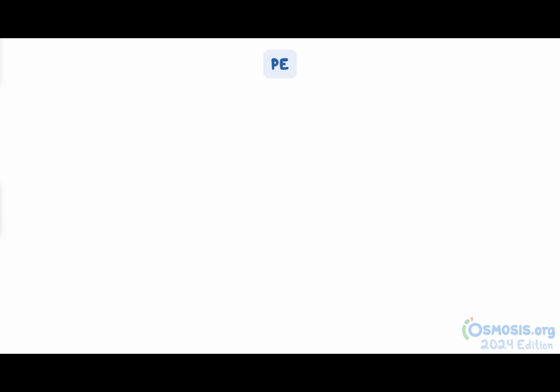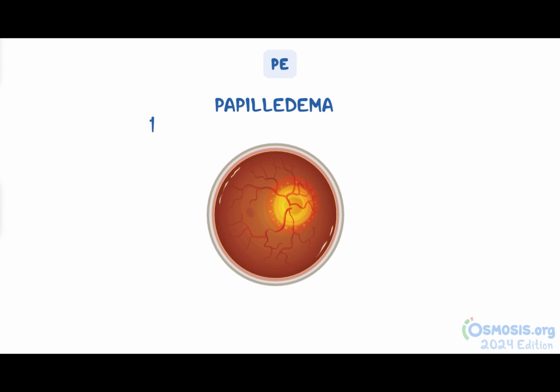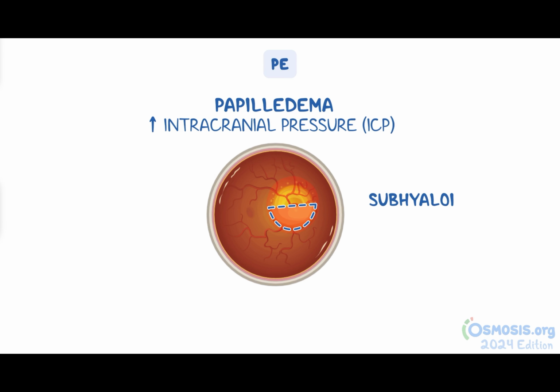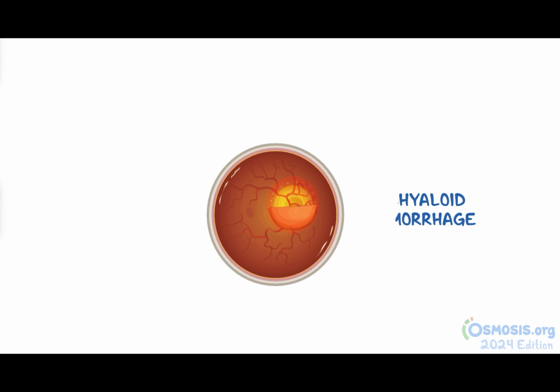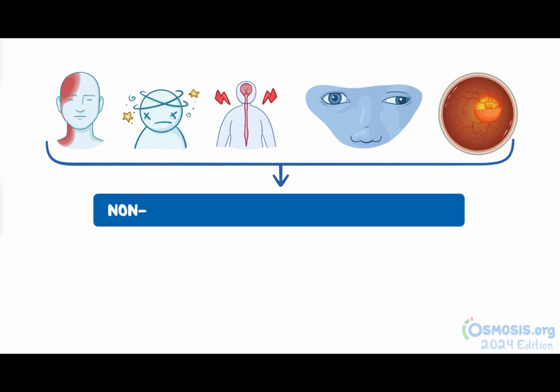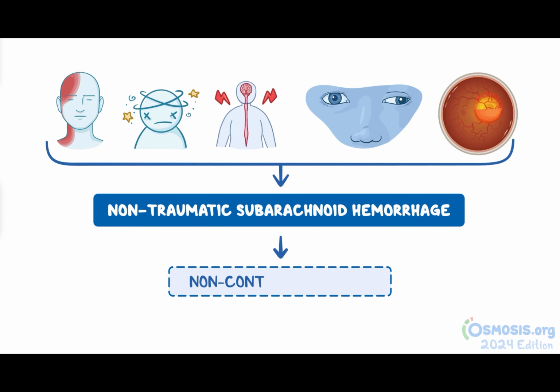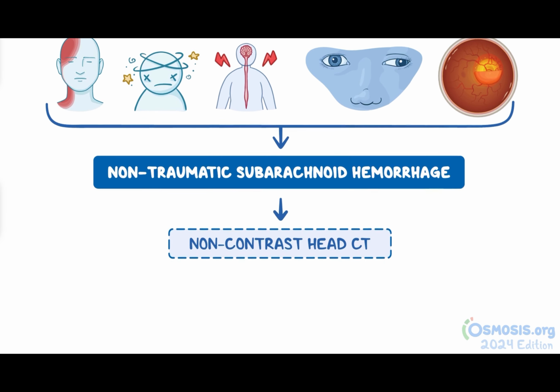Finally, the fundoscopic exam will often reveal papilledema, which indicates increased intracranial pressure, and sometimes you might notice a boat-shaped hemorrhage called a subhyaloid hemorrhage. With these findings from the focused history and physical, suspect non-traumatic subarachnoid hemorrhage and promptly order a non-contrast head CT.